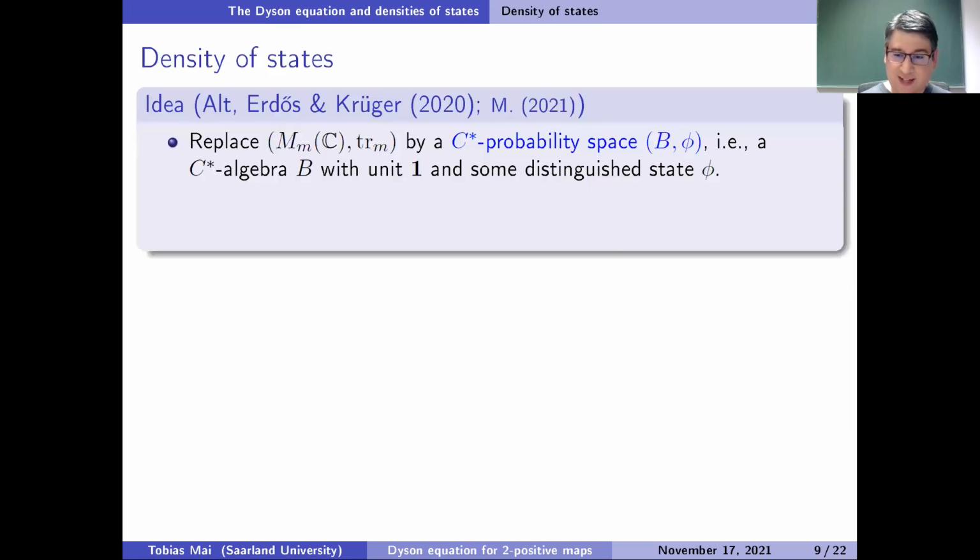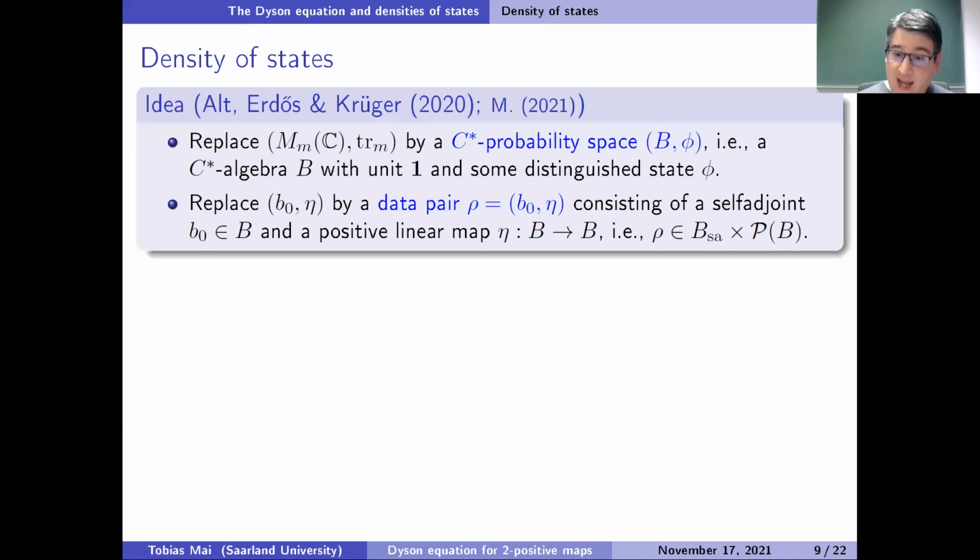So the point is that now we actually generalize this construction that I presented to you in the random matrix case. So what we do is we just replace the matrices. Remember, this is the space of m by m matrices, where our coefficients came from. And we just replace this coefficient space by an arbitrary C-star probability space. So we say we have a unital C-star algebra with some distinguished state phi on it, playing the role of the expectation, as I introduced it before.